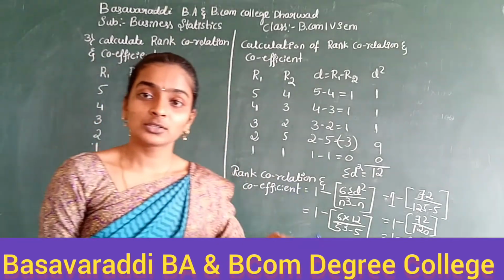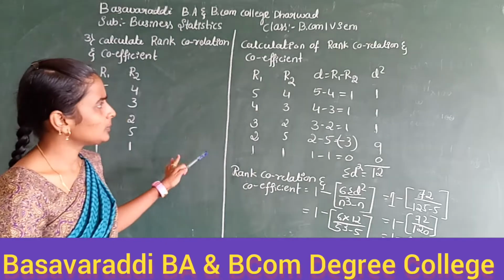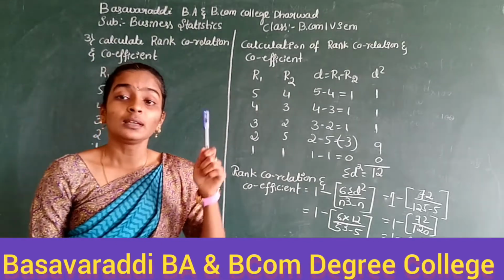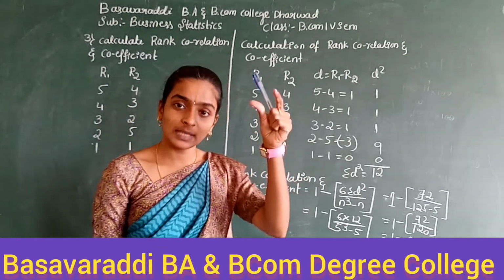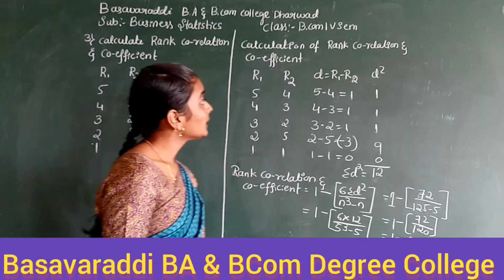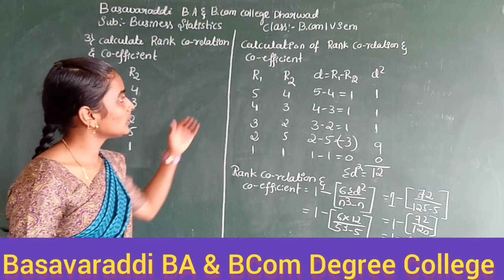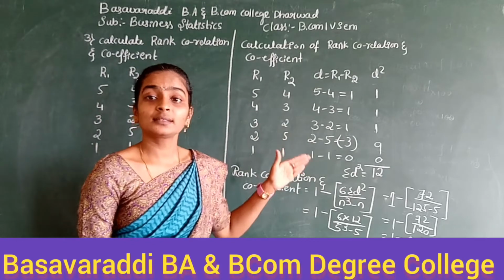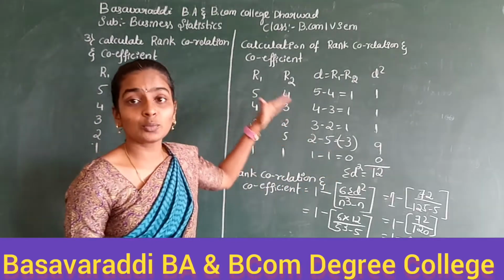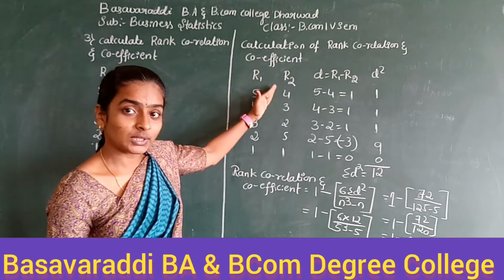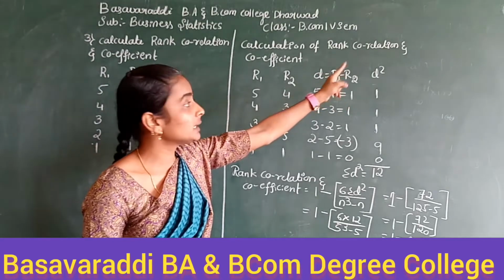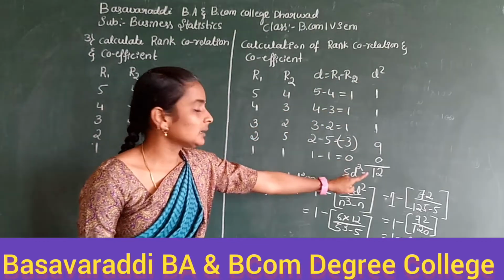I hope you understood the problem. Same simple problem. Last class alli en madidre, heliddevare, last session alli na discuss madali, erdu variables na they have already given, that is x and y columns na kottidre. Based on that ranks na provide maadu, but in this problem already they have given the ranks na kottidare. Depending upon ranks, problem na solve maadkotta hogbekagutta. R1 kottidare, R2 kottidare, so we have to find out the difference. R1 minus R2, then D square, and the total is 12.